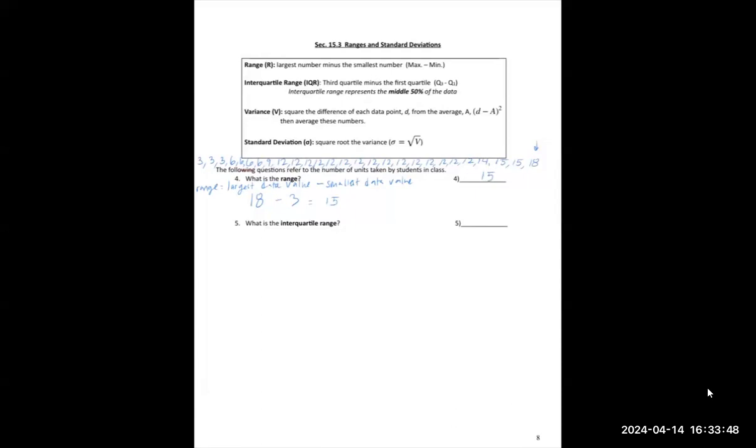All right, what is the interquartile range? The interquartile range is the third quartile minus your first quartile. Looking back on the work that we did in 15.2, we found the first quartile was 6 and the third quartile was 12. You can remind yourself of how we found those by looking at the 15.2 lecture. Anyways, all I have to do here is subtract them. I plug in 12 for Q3 and 6 for Q1. 12 minus 6 is 6. So our interquartile range is 6.